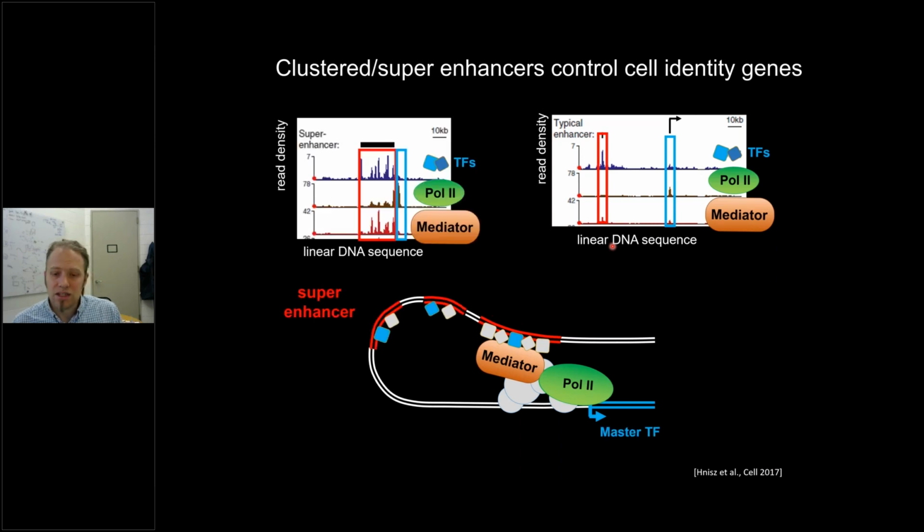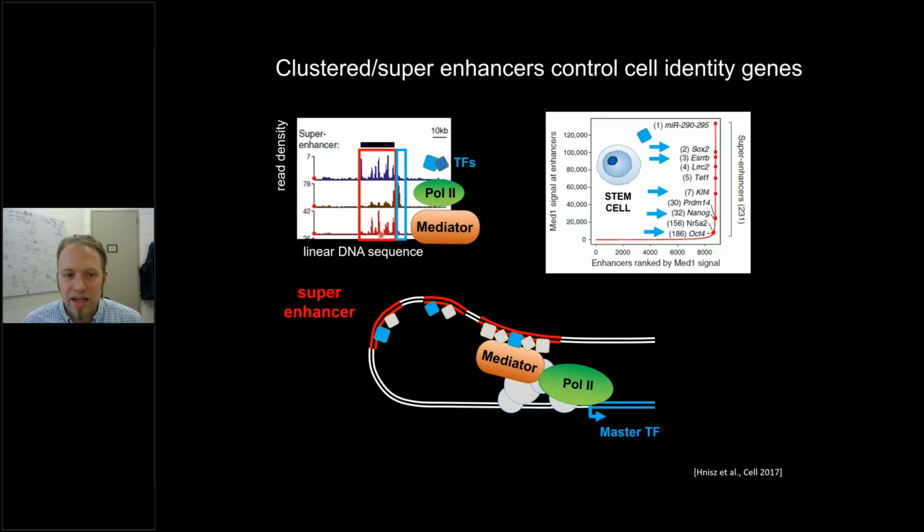Now, it turns out that some enhancers, specifically mostly those that control master transcription factors that drive the cell type identification, often have collections of these single enhancer peaks. Sometimes you call them clustered enhancers or super enhancers. So much larger integrated control regions for these master transcription factor genes that have the same kind of marks that our typical enhancers would have, but in much larger quantity and often in these little clustered elements.